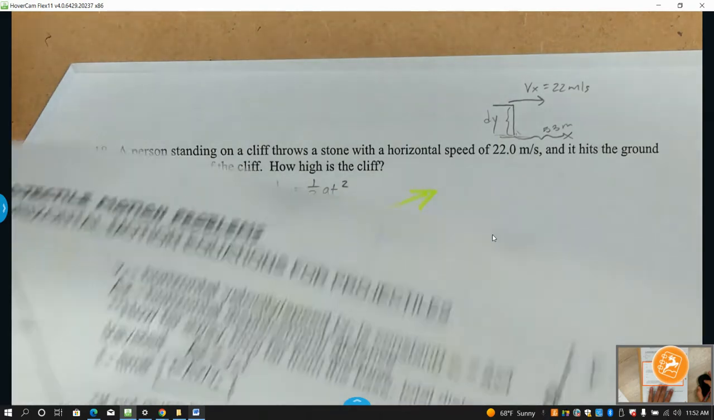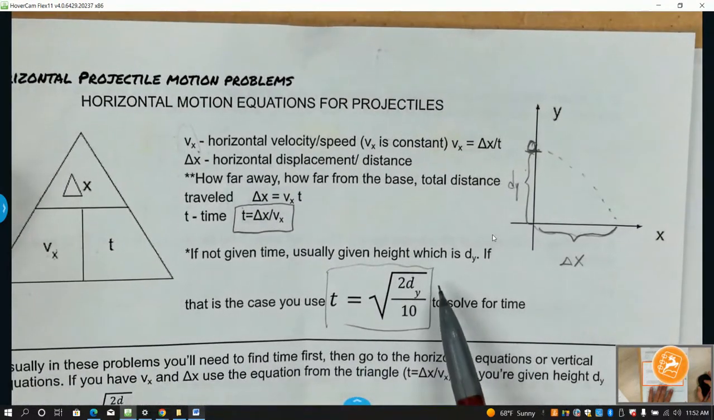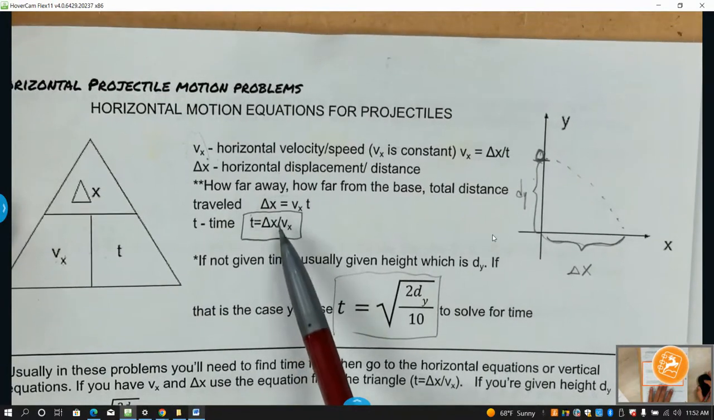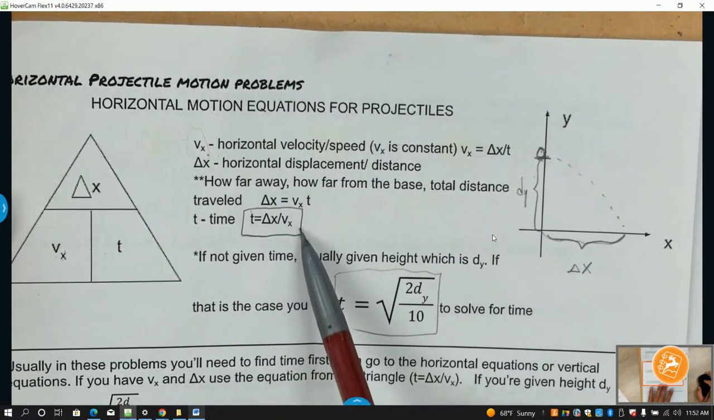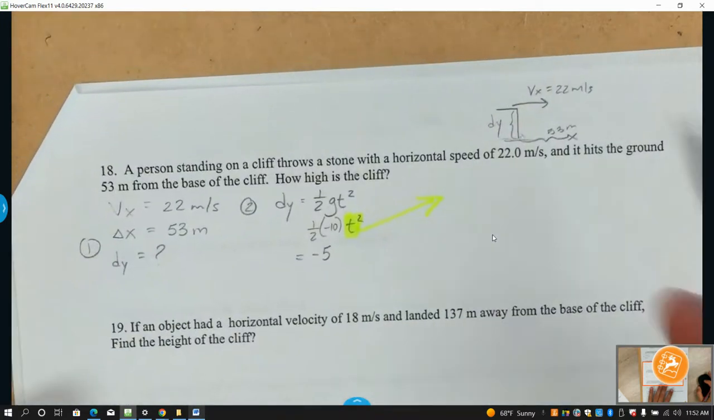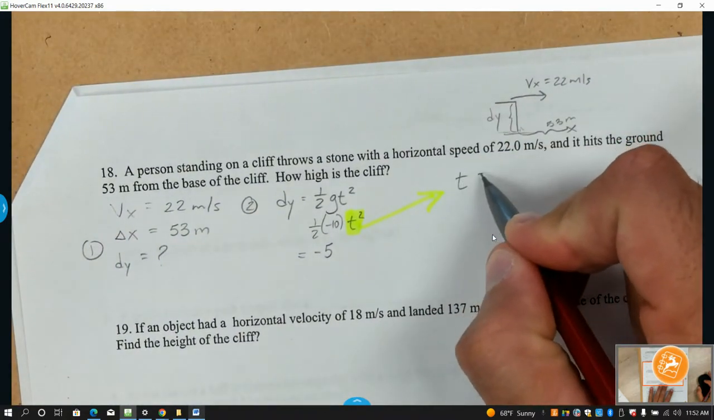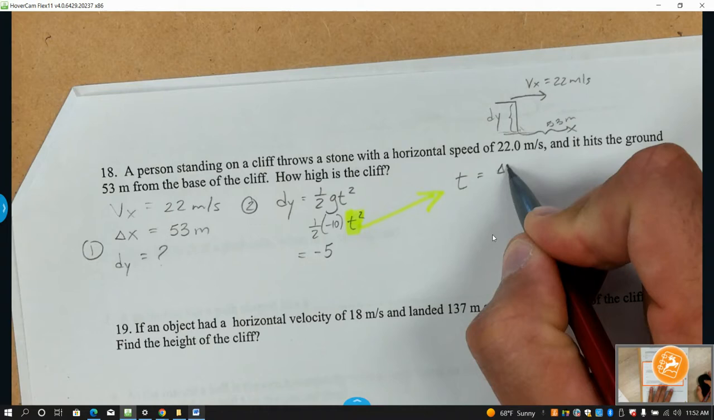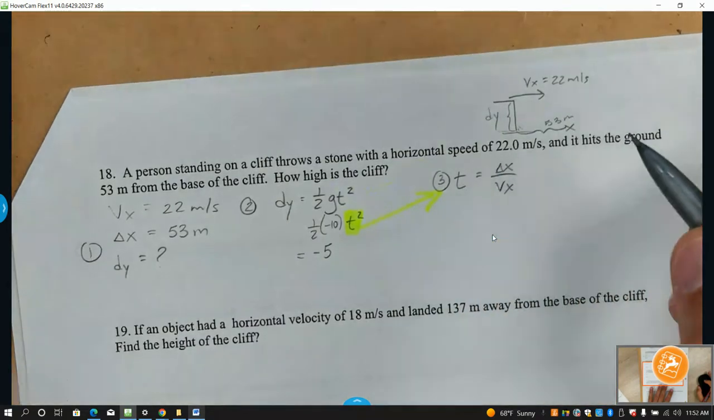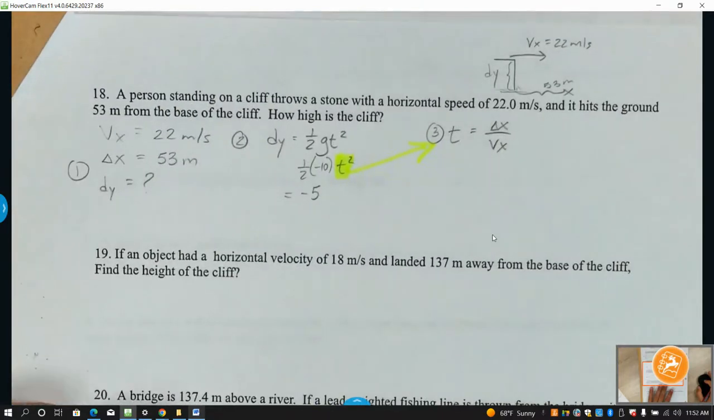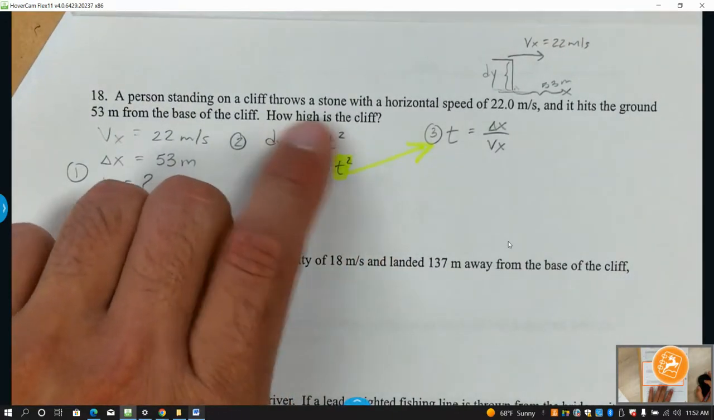Since we are looking for dy, we cannot use this equation for time. We have to use this one, where t is equal to delta x divided by Vx. So you have to write that equation down: t equals delta x divided by Vx. That is your third point, your third step, once we figure out we don't have everything to solve the initial equation.